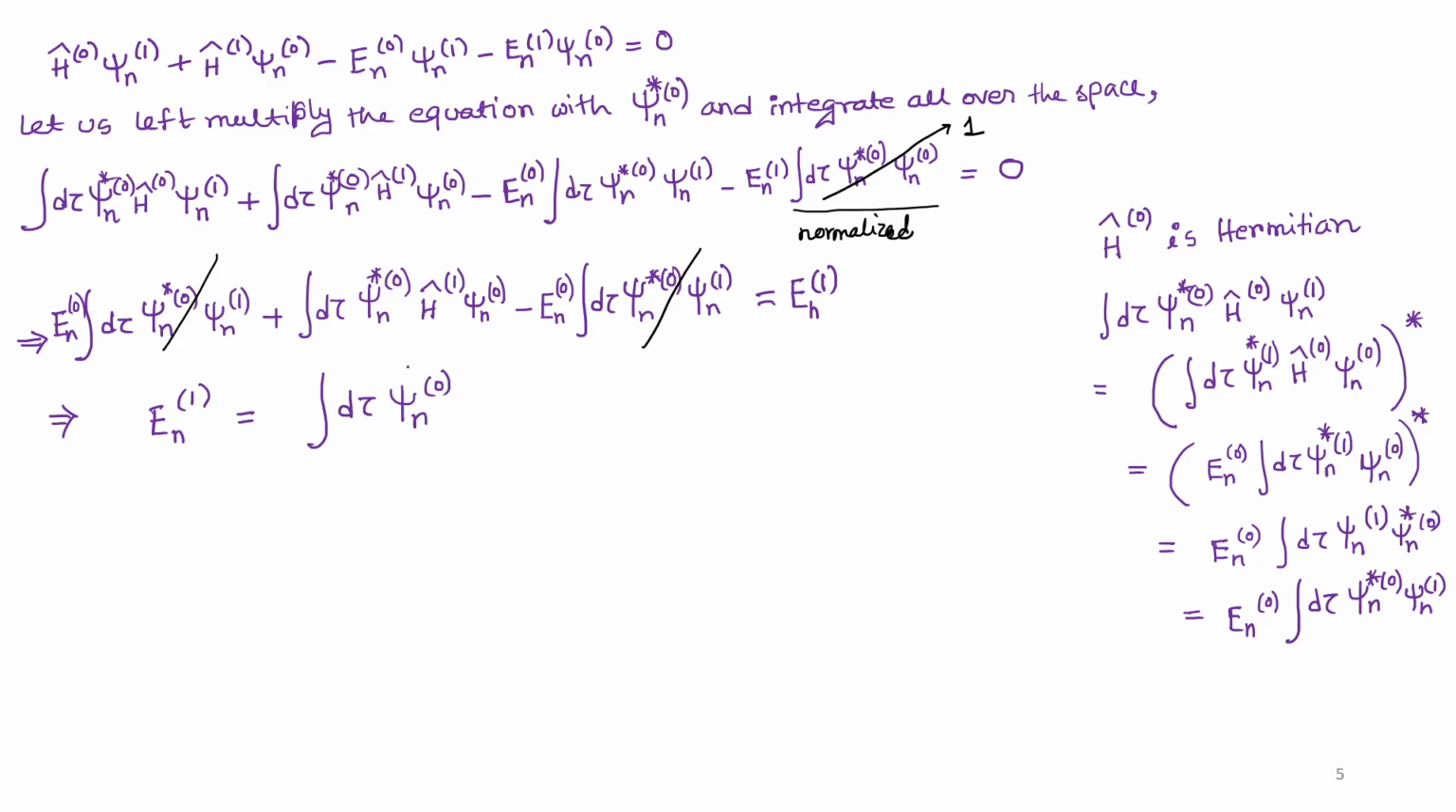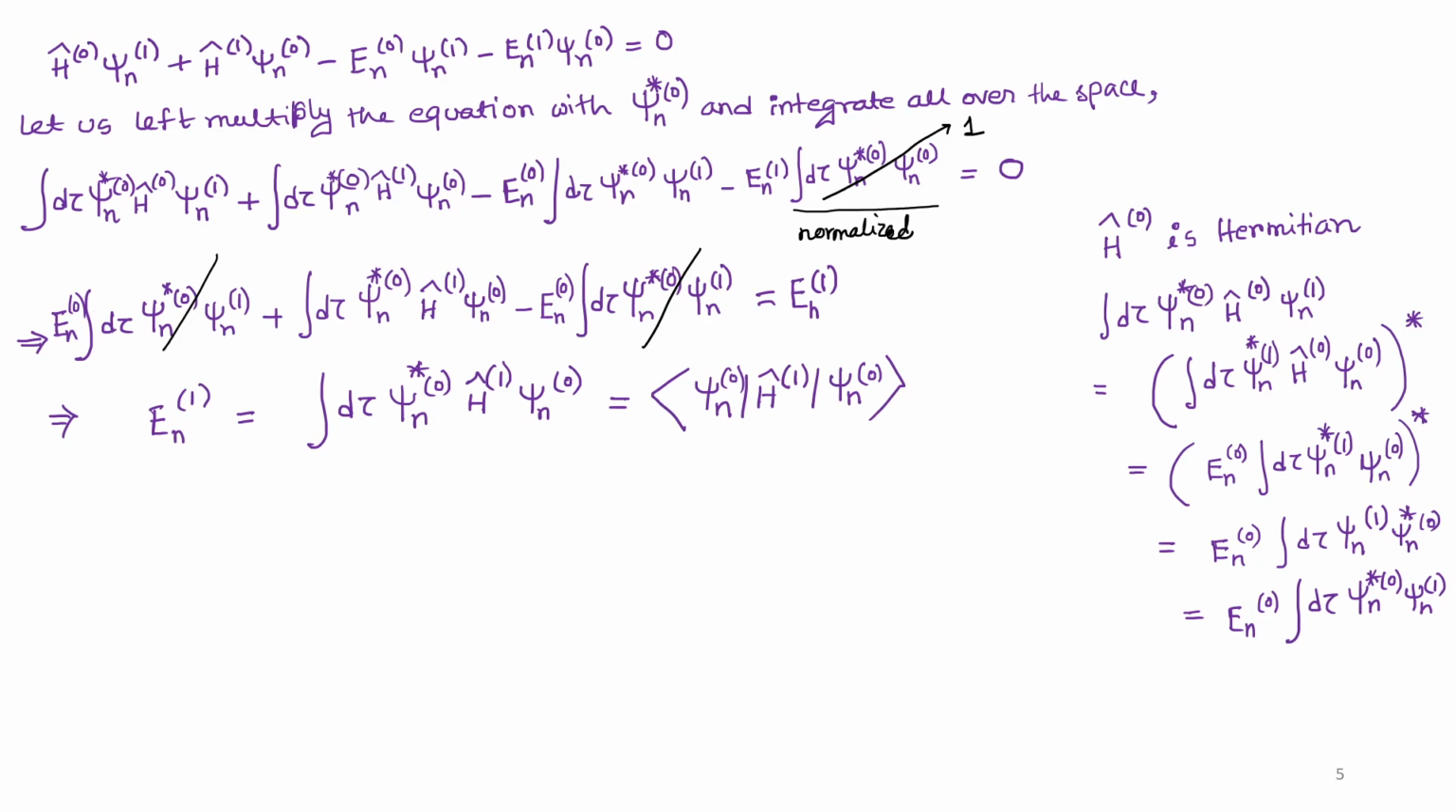psi 0 star h1 psi 0. Okay, and this is in Dirac delta notation or bracket function. You can write it something like this: psi 0, your perturbation, and your ground, not the ground state but the 0th one. So this is for the nth state.